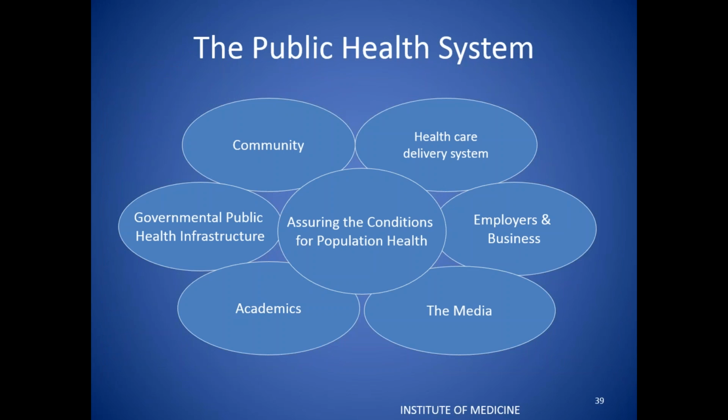Here's an example of a model from the Institute of Medicine of the public health system. With our core function of assuring the conditions for population health, factors that play into this system include community healthcare delivery, employers, businesses, the media, academics, governments.